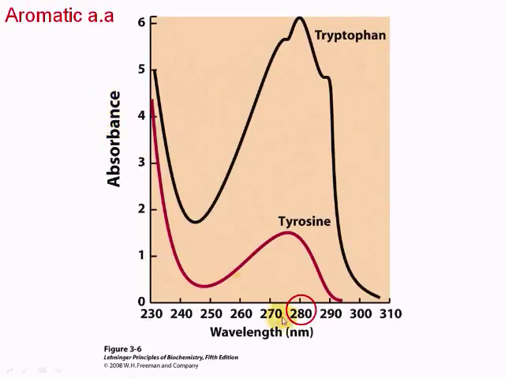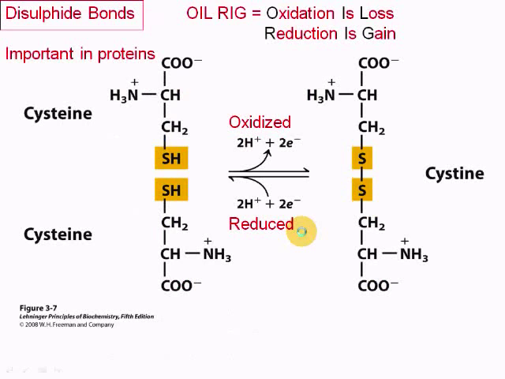This is showing that aromatic amino acids have an absorbance at 280 nanometers. And so if you wanted to decide what kind of amino acids were in a protein, you could run an assay through a spectrophotometer, which measures absorbance. And if you had some peaks at 280, you would know you had some of these aromatic amino acids.